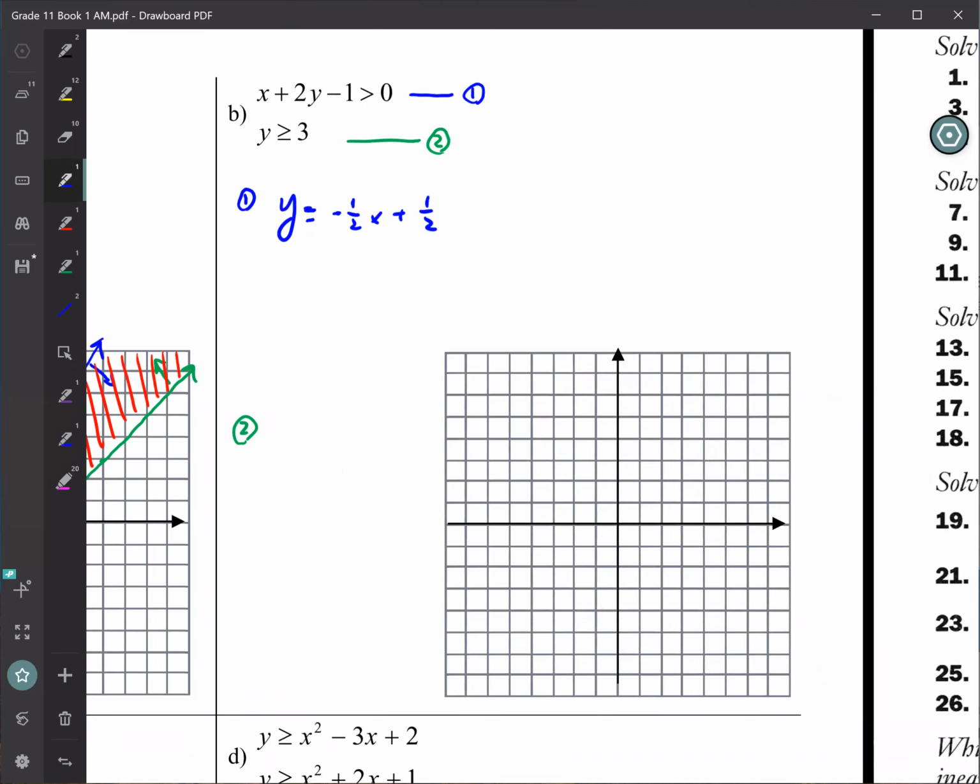So let's plot that one. Slope of negative 1/2 means you can go down 1, right 2, right? If you put the negative with the 1, it will be down 1, right 2. Down 1, right 2 will be there.